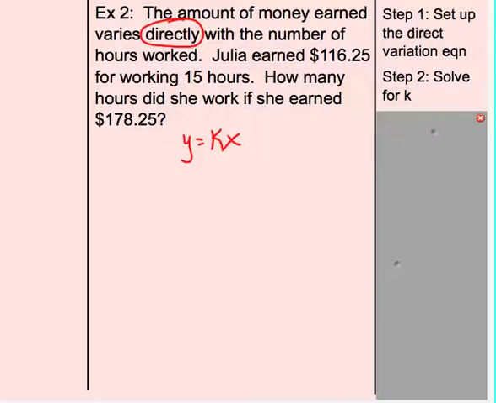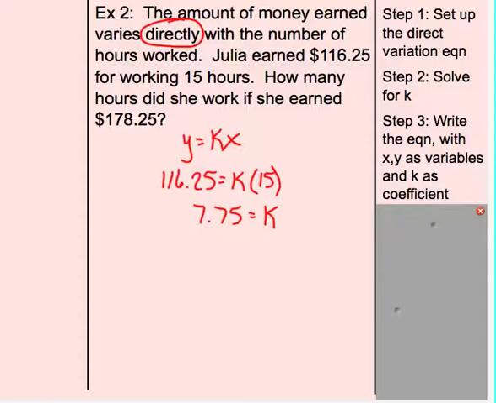If the money varies directly as the number of hours, the money is going to be your y. So make sure you pay attention to the wording to figure out which is your y value and which is your x value. And then our hours is x. Dividing both sides by 15, we get 775 for k.